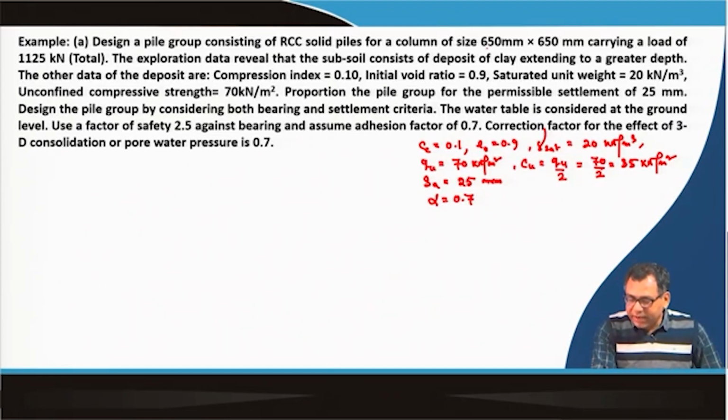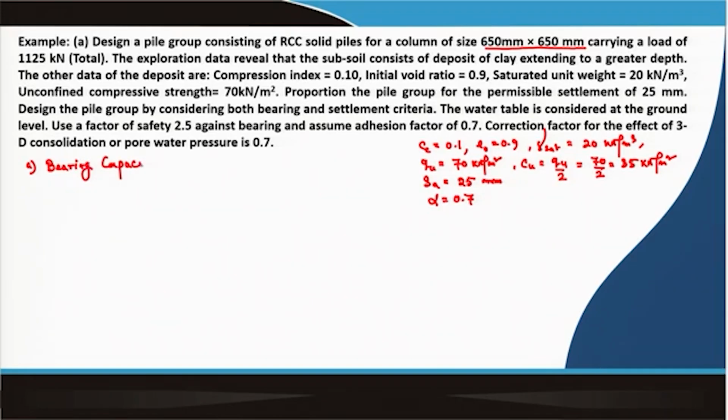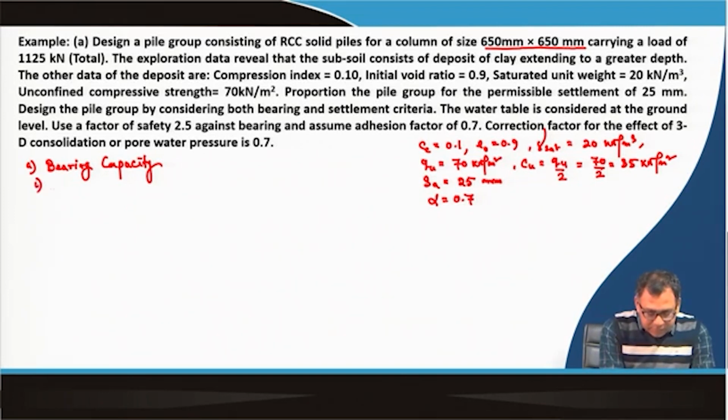This is not the pile size, this is the size of the column. For this particular column we are designing the pile group. The load coming is 1125 kilonewton, the total load. Now for the pile group, first we will calculate the bearing capacity. First we will consider the single pile consideration or single pile failure.